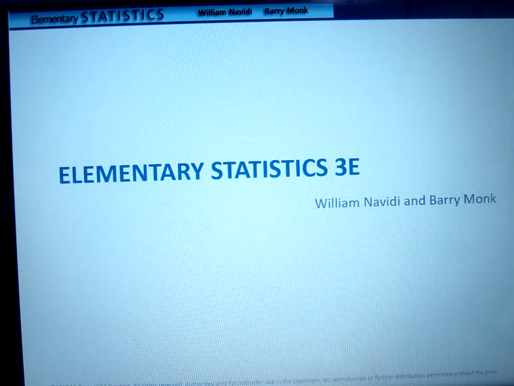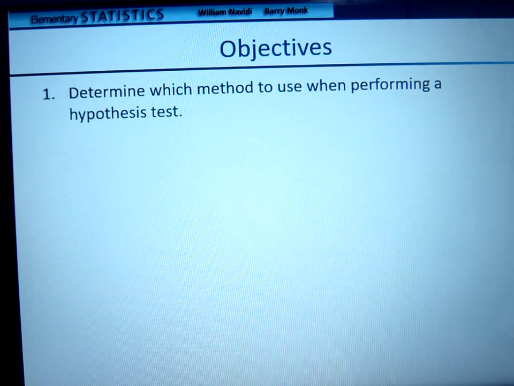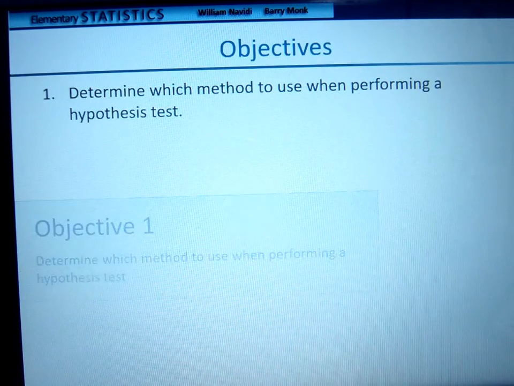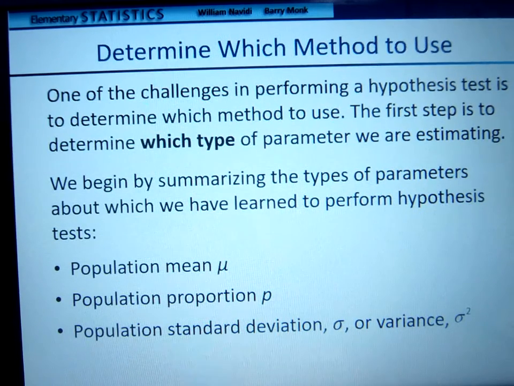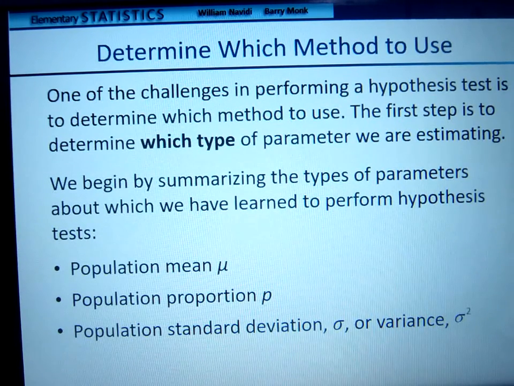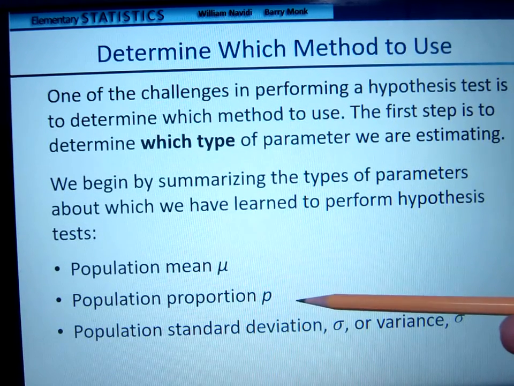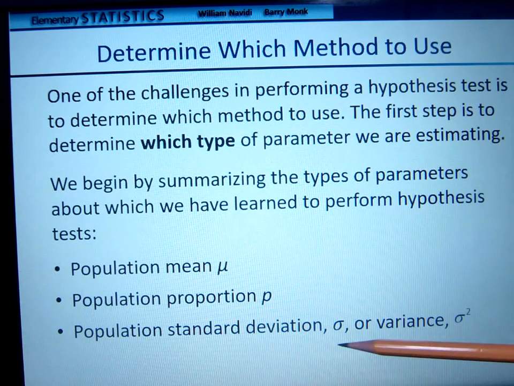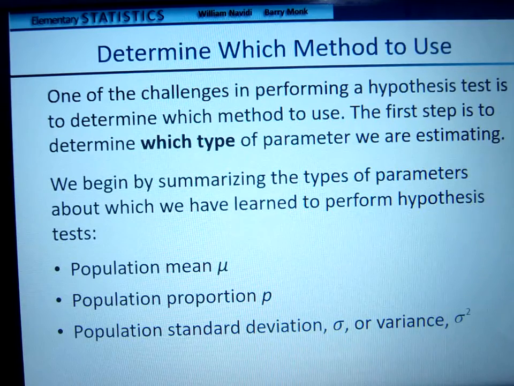Okay, we're going to go on to 9.6, which is a summation of determining which method to use, and this might help you. So we're going to determine which method to use when performing a hypothesis test, and how we're going to do that is figuring out which type of parameter we're estimating. We're going to begin by summarizing the types of parameters about which we've learned to perform hypothesis tests. We have the population mean, we have the population proportion, and we have the population standard deviation or the variance. Notice these symbols, very important because it tells you whether it's the population or the sample.